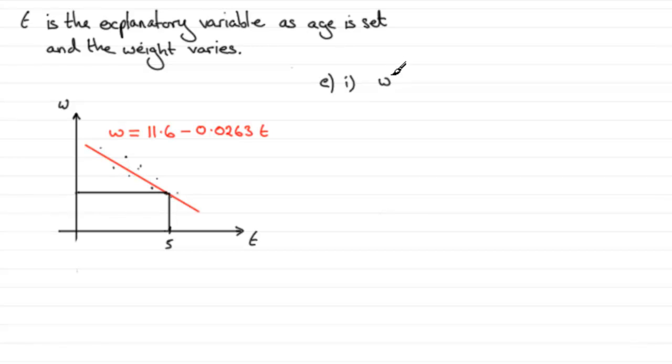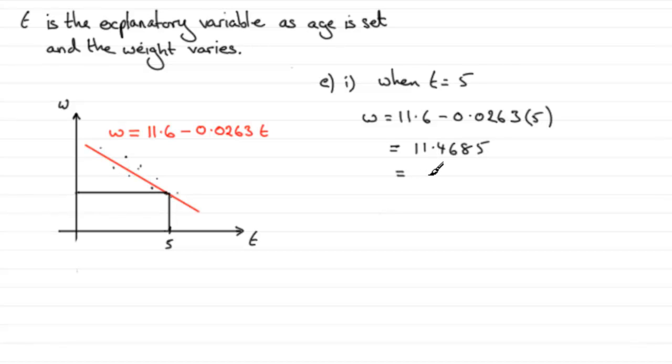So we just need to say that when t equals 5, what will w equal? Well, it's going to be 11.6 minus 0.0263 multiplied by the 5. And if you work that out, what you get is 11.4685, which, let's say we round it to 3 significant figures, that's going to be 11.5 grams, okay? Just to 3 significant figures.